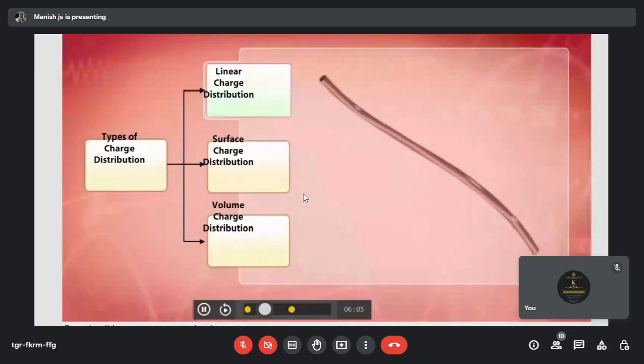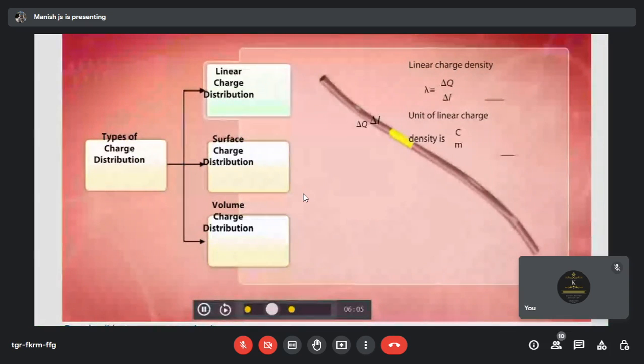In a linear charge distribution, the charges are distributed along a line. An example of such a distribution is a uniformly charged metal wire. In a linear charge distribution, we consider a small line element of length delta L, containing the charge delta Q. The linear charge density, lambda, in this case is defined as charge per unit length. The unit of linear charge density is coulomb per meter.